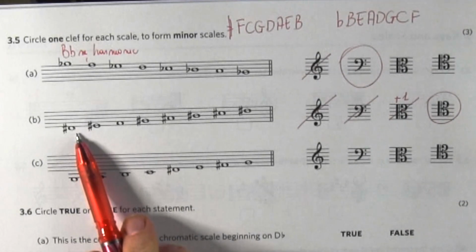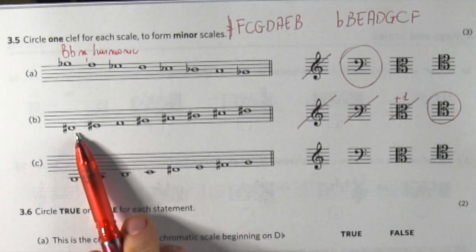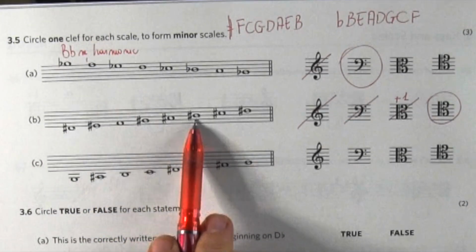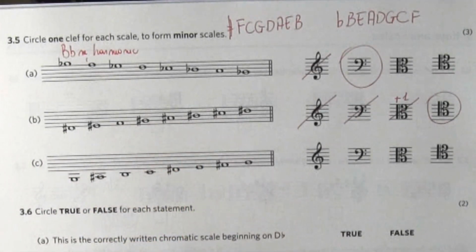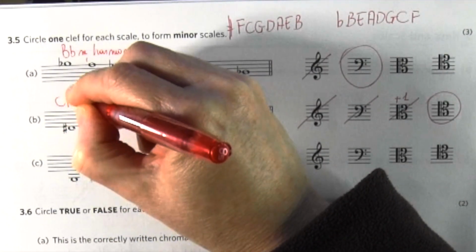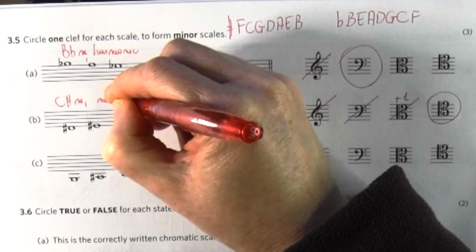And in the tenor clef, this is C sharp minor. C sharp minor is the relative minor of E major. It has 1, 2, 3, 4 sharps plus the 2 raised 6th and 7th degrees to form a melodic scale. So this is C sharp minor melodic.